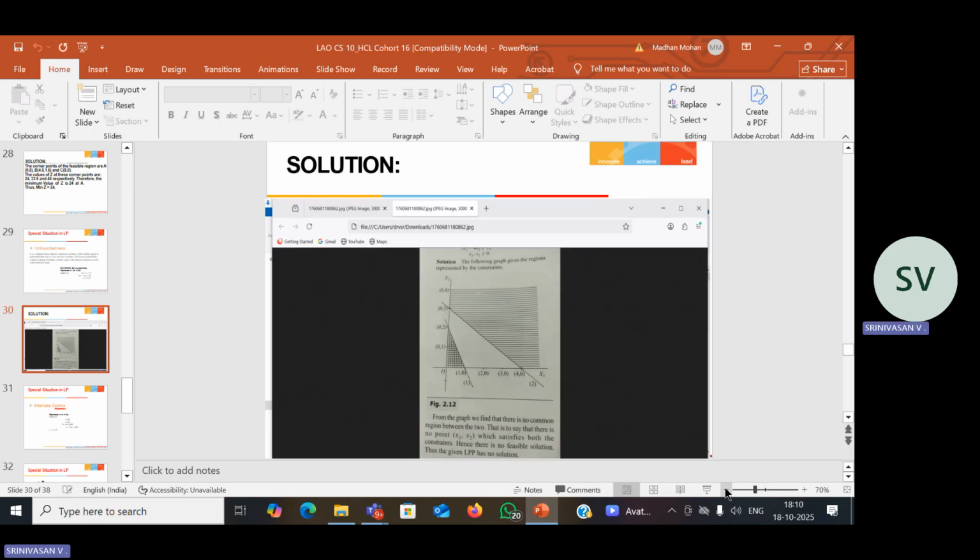From the graph, we find that there is no common region between the two. That is to say that there is no point (x1, x2) which satisfies both the constraints. Hence, there is no feasible solution. Thus, the given LPP has no solution. Okay.